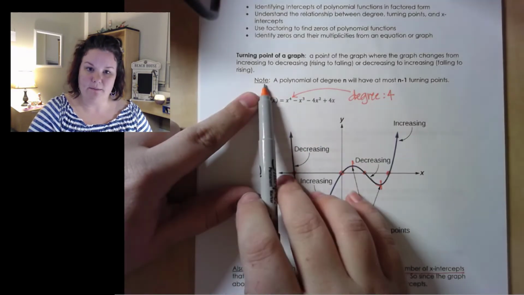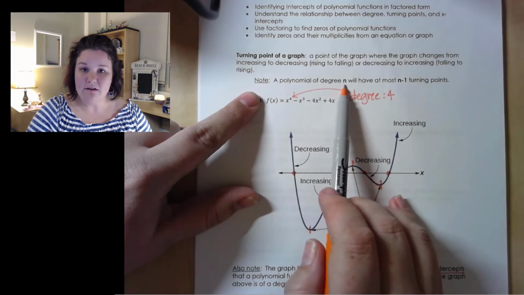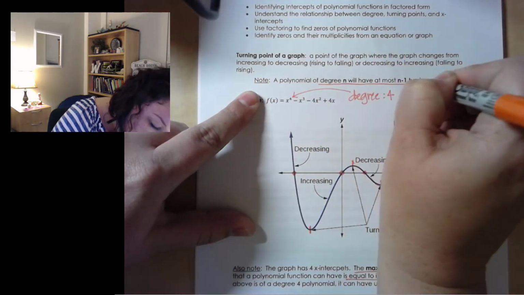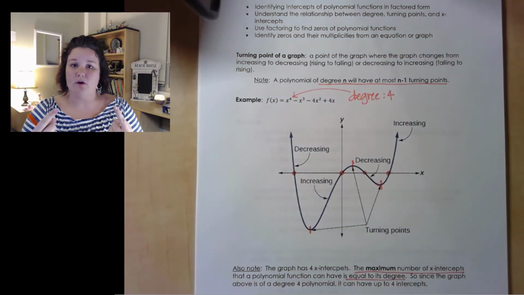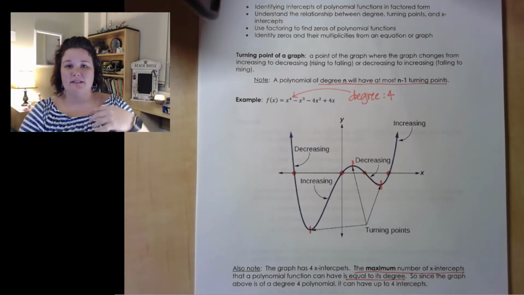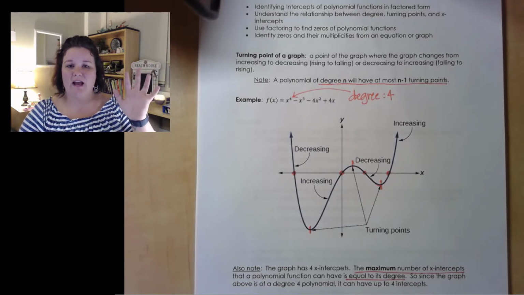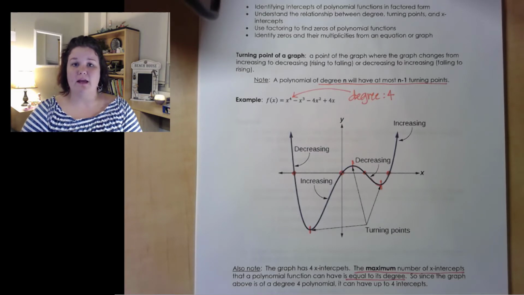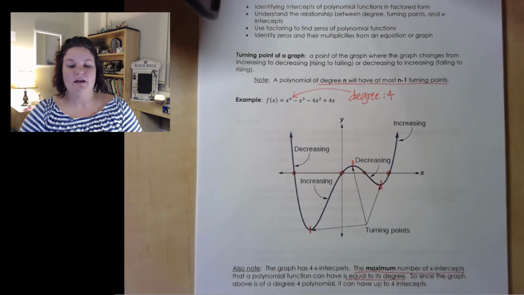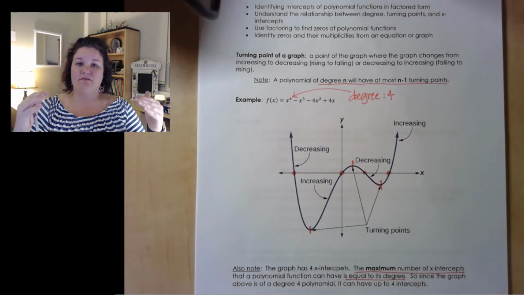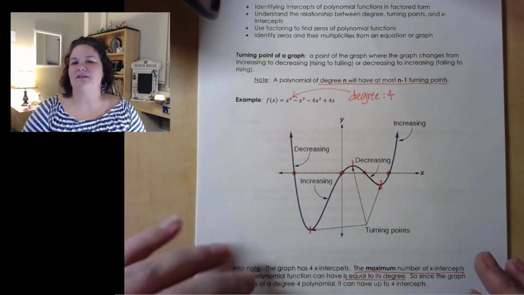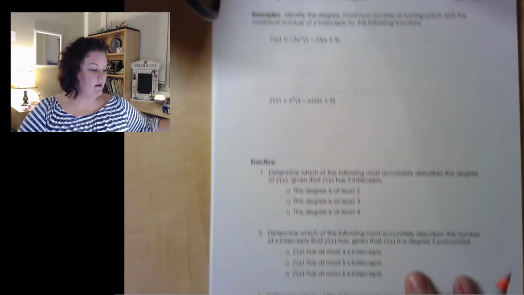So that's what this note is talking about. A polynomial of degree n will have at most n minus 1 turning points. So as long as we know the degree of our polynomial, whatever that degree is, let's say it's 10, then we could have 9 possible turning points, because it's always one less than the degree of our polynomial. It can have at most 1 less, right? And intercepts, at most, it can have equal to our degree, okay? So we're going to apply this and see how this helps us out. So on the next page, there's a couple of examples.